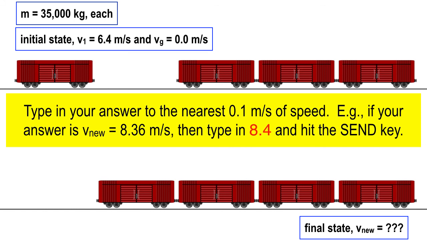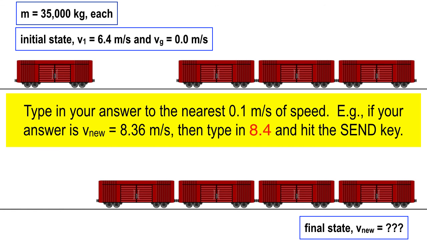Okay, 30. Now we have a different velocity state. Same set of boxcars, but now it's a little bit faster. Boxcar 1 is coming in at 6.4 instead of 4.4. All right, so figure out the final state, V nu, for this different interaction, and type in your answer to the nearest 0.1 meters per second of speed.